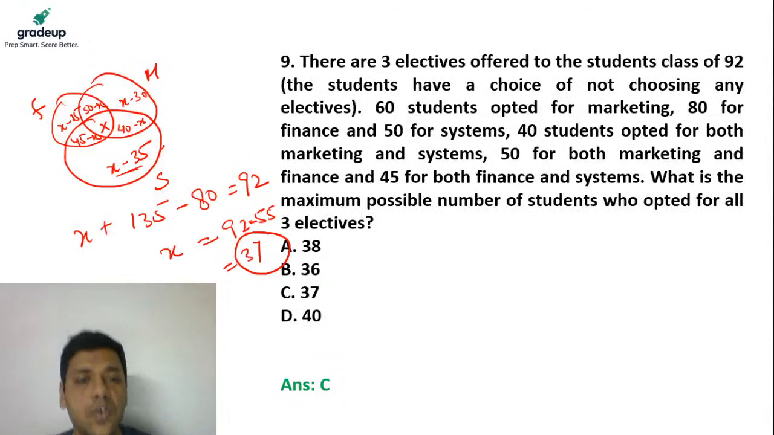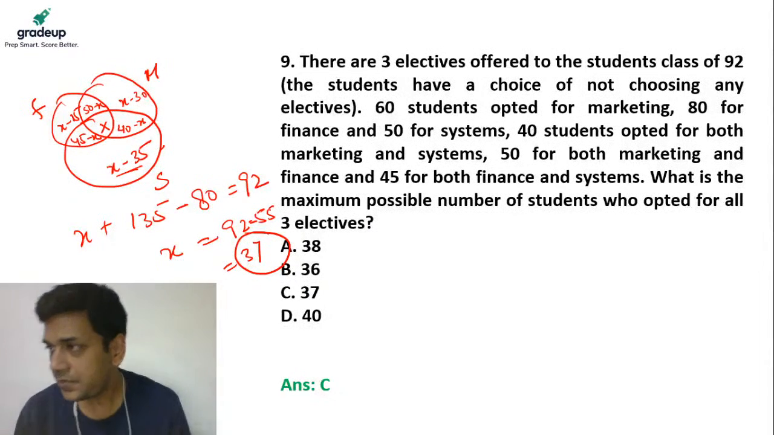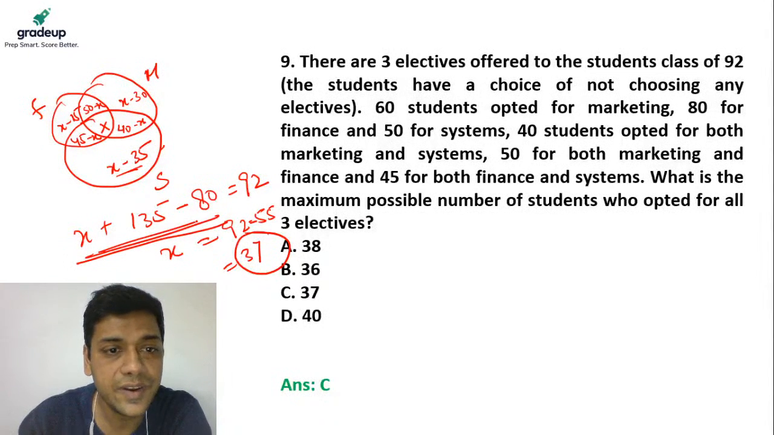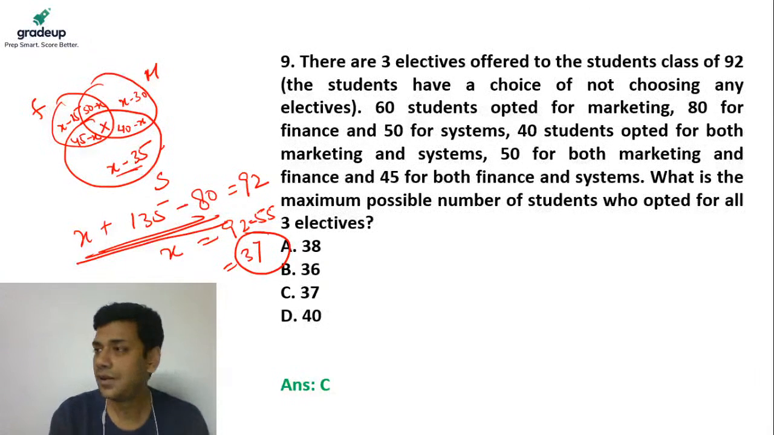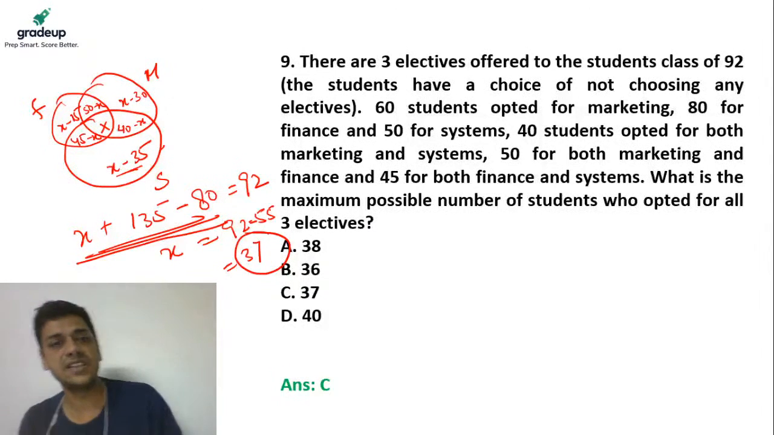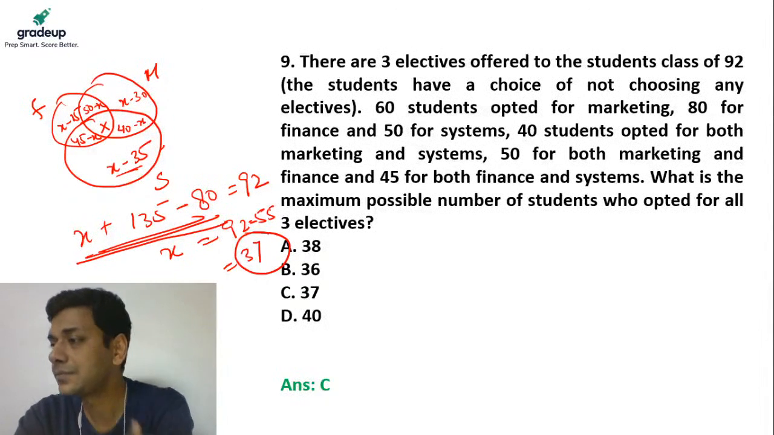So X cannot go beyond 37. If X is beyond 37, this complete number will go beyond 92, which is not possible, because the total number is 92. Okay, so the maximum value of X is 37 and the minimum possible value of X is 35. Yes?